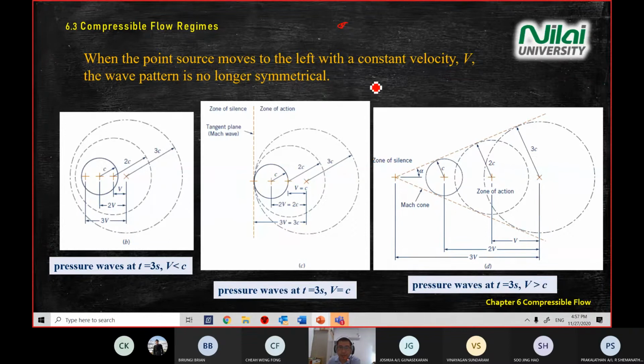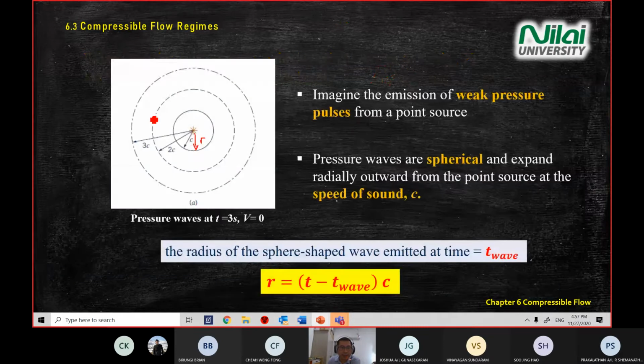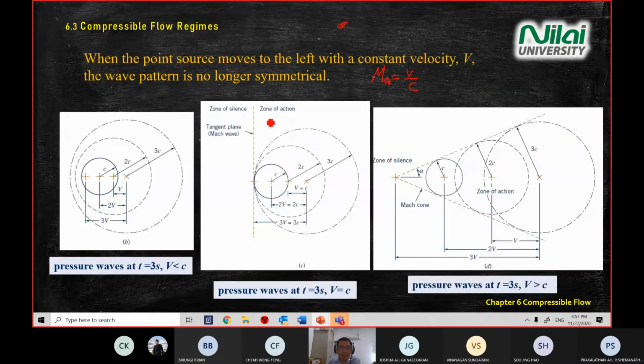You know that Mach number equals V divided by C. So the hidden message is that the first diagram happens when your Mach number equals 0, because Mach number equals V divided by C, and your V equals 0. This one in the middle, you have Mach number equal to 1. You will see this behavior. When you have a Mach number equal to 1, you will have a tangent plane wave. Then you have two zones, one silent zone, one action zone.